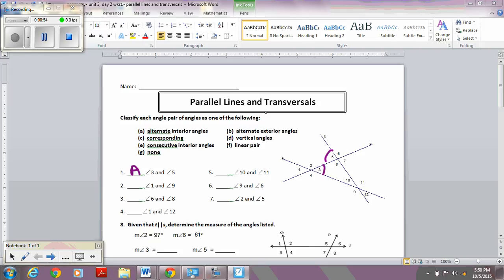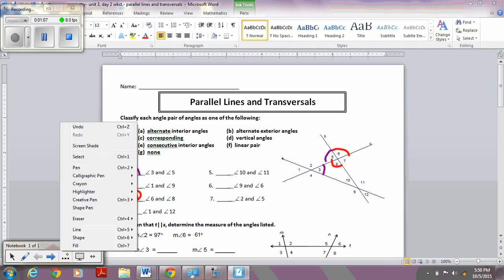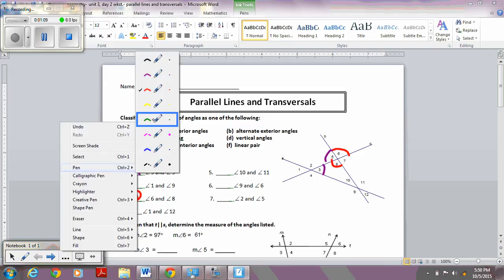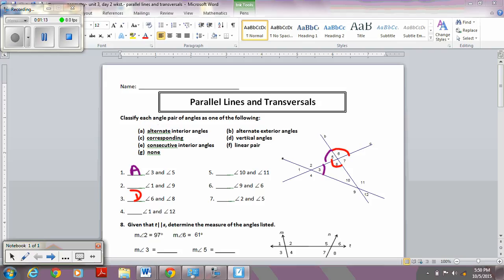For number 3, 6 and 8 are vertical angles because they're bow tie and they share a vertex. So that's a D. Number 5, angle 10 and angle 11 are adjacent and they form a line. So they're a linear pair. So F.